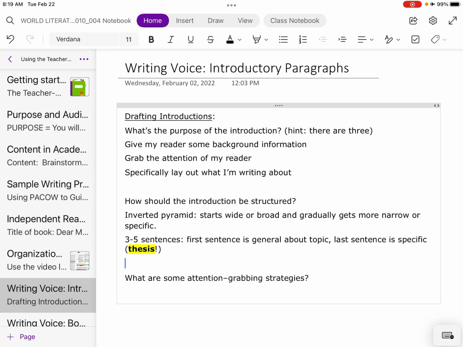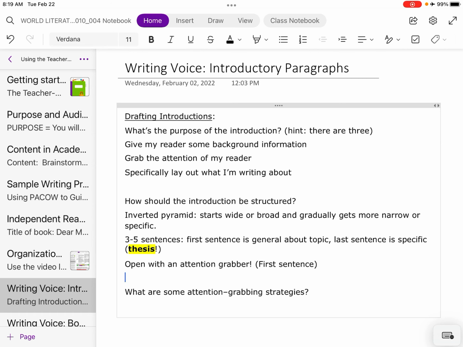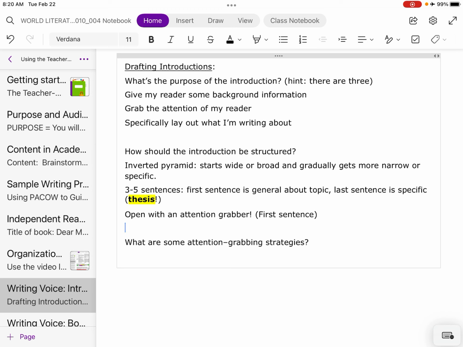So that last sentence is my thesis statement. Okay? So the first sentence is general, but the first sentence should also be an attention grabber. So we're going to talk a little bit about some attention grabbers, and then I'm going to ask you to try 2 different varieties of attention grabbers so you can get some practice in that.